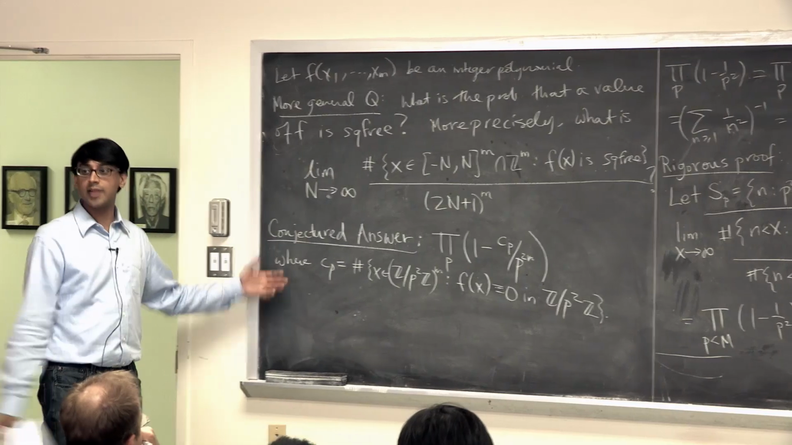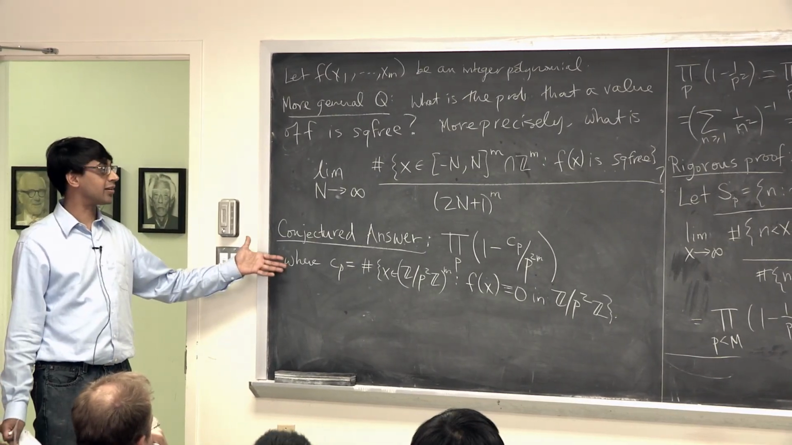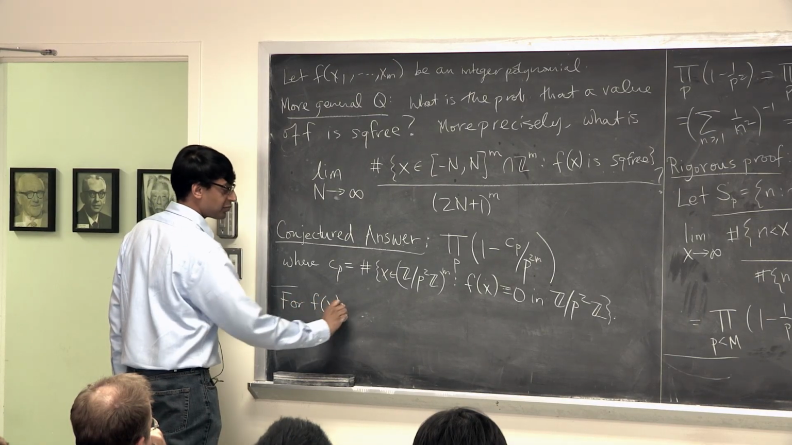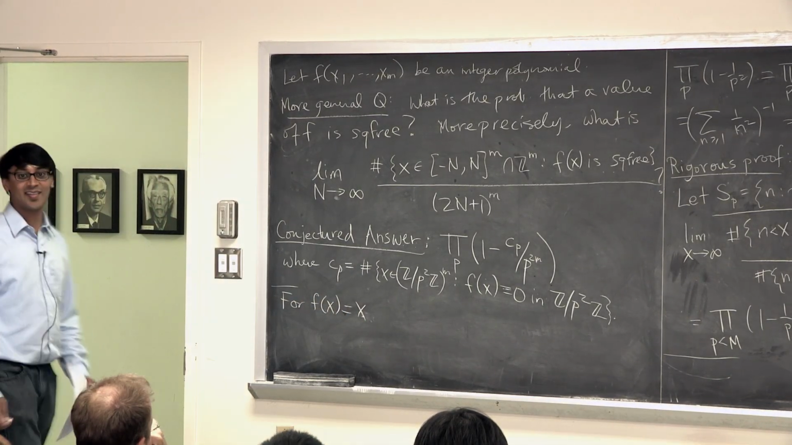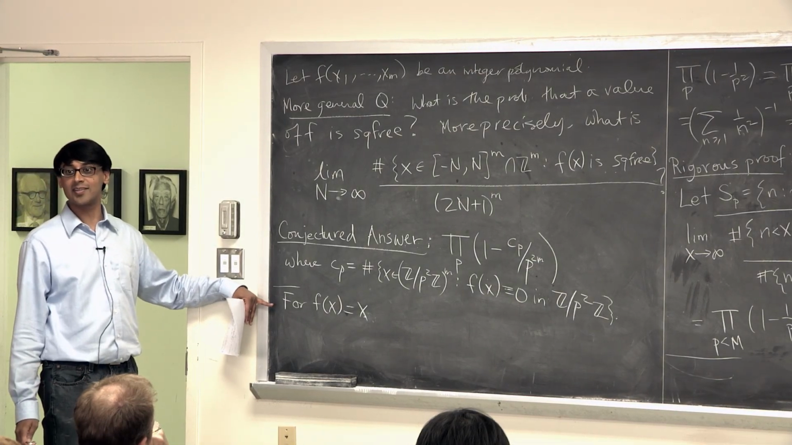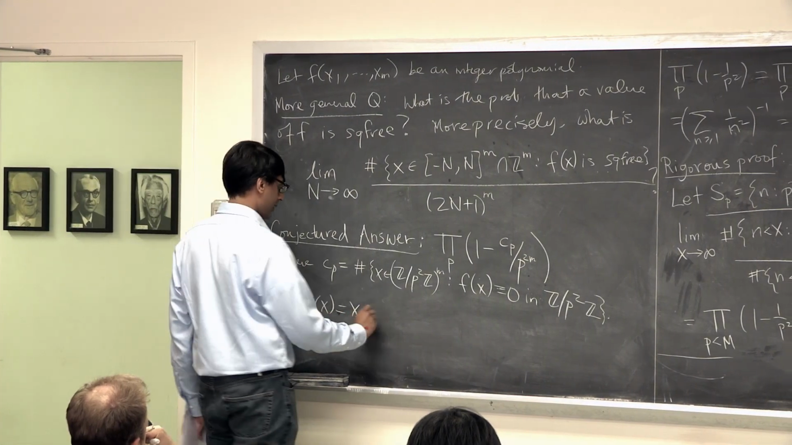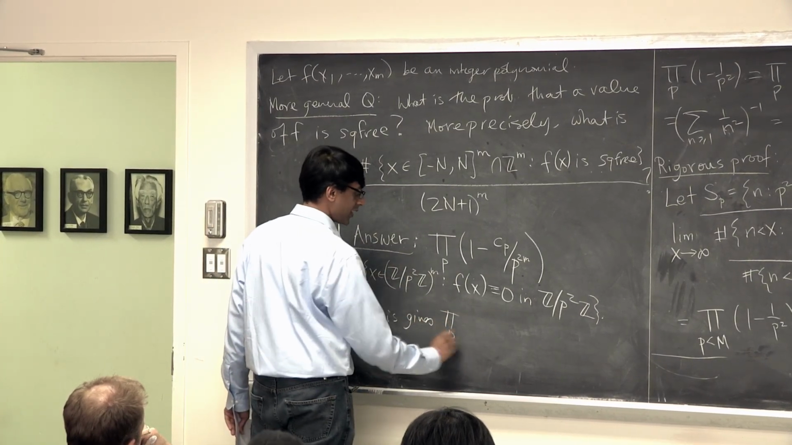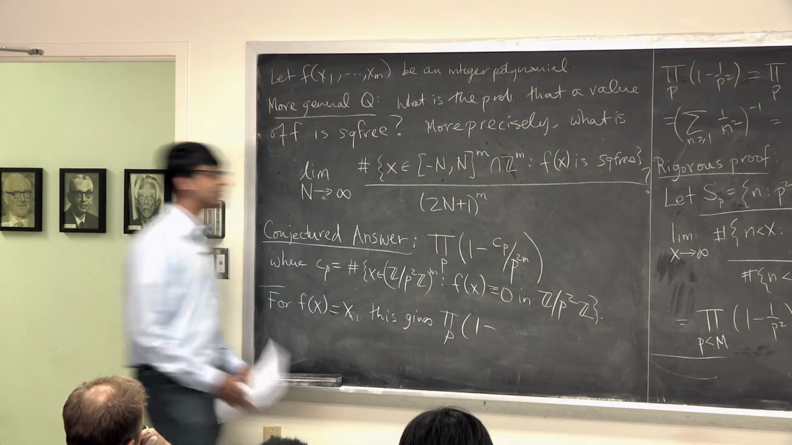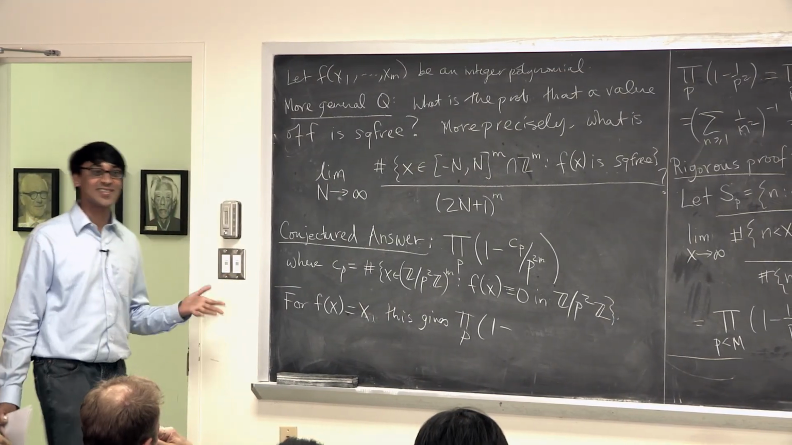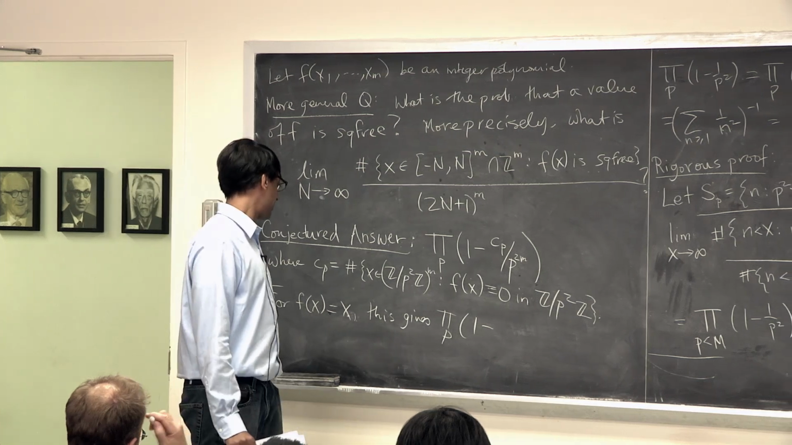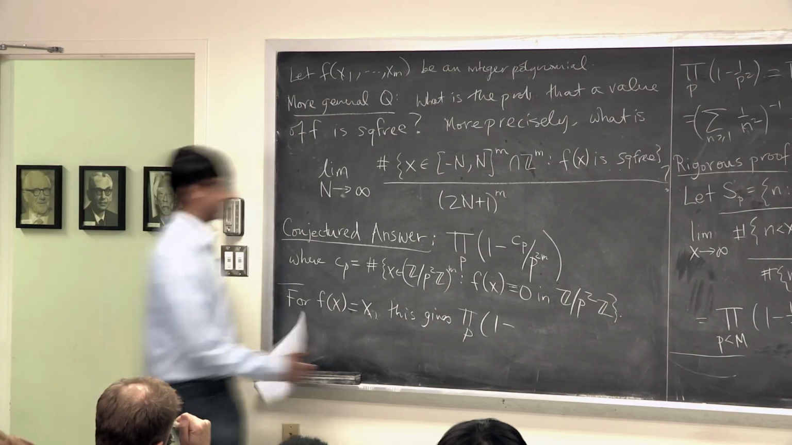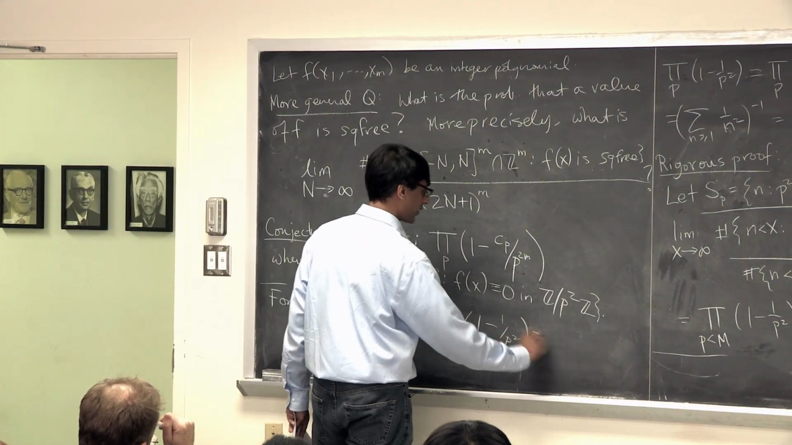So everyone see this generalizes what we did. In particular, for just f of x being the simple polynomial x, this recovers the 6 over pi squared result. Product over p of 1 minus, what is cp? Well, it's the number of solutions to x congruent to 0 in z mod p squared z. There's only one thing that's 0 in z mod p squared, which is 0. So there's 1. So you get 1 over p squared. That's what gives the 6 over pi squared.